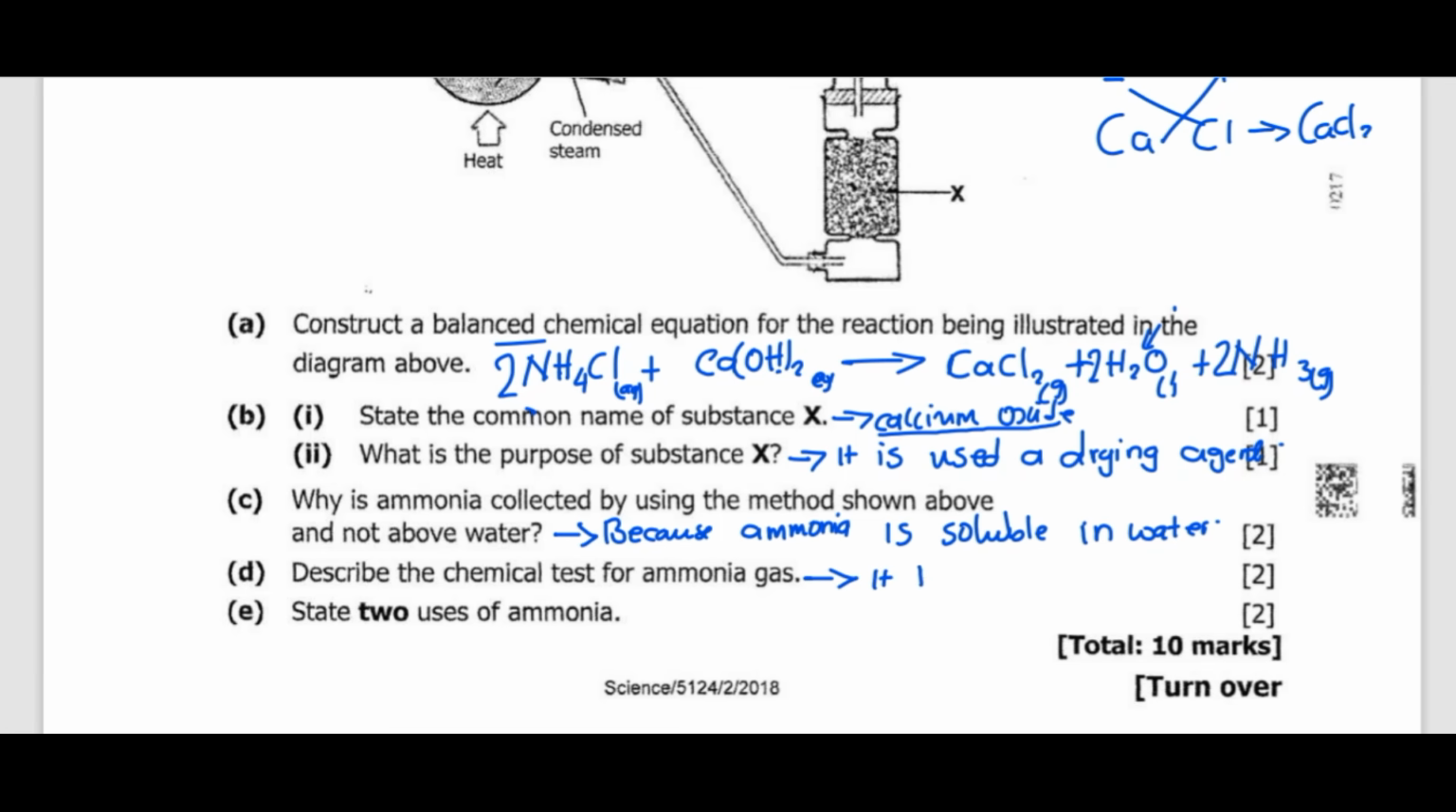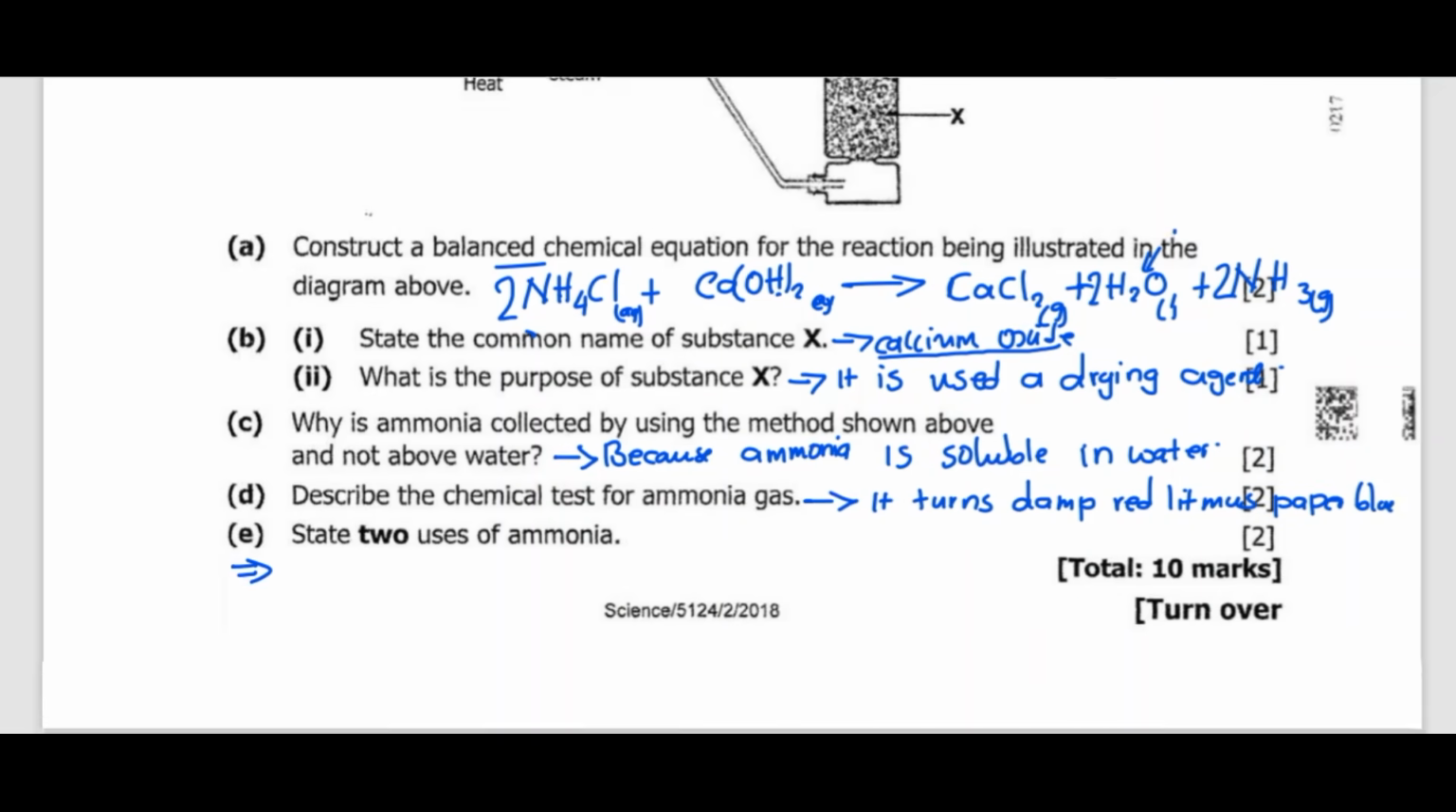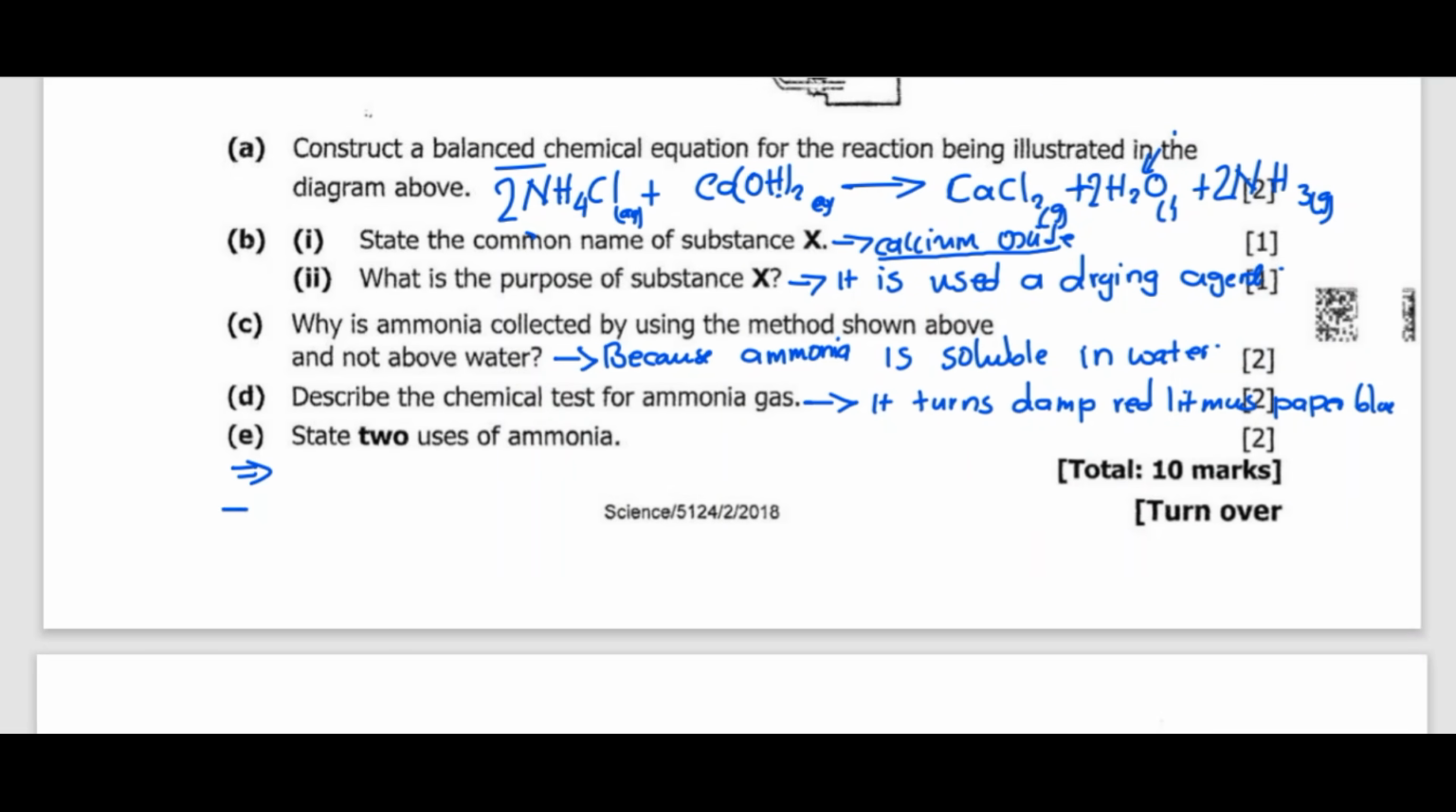It turns damp red litmus paper blue. So whenever you put a litmus paper that is red in color in the presence of this gas, we are going to get the color to change from red to blue.